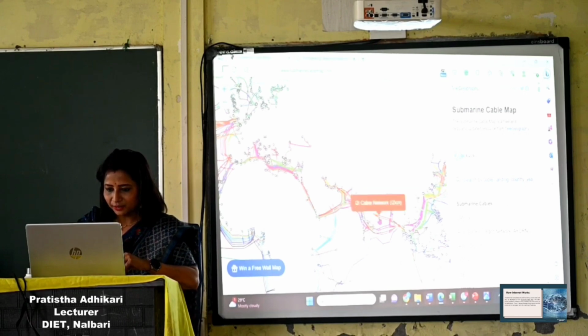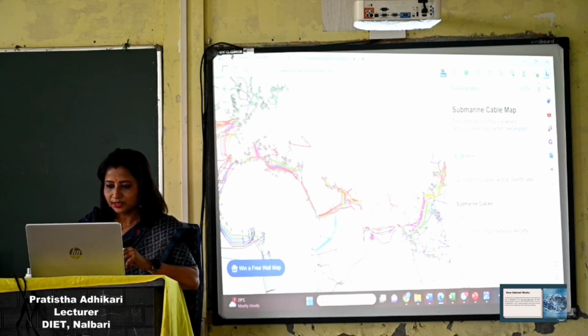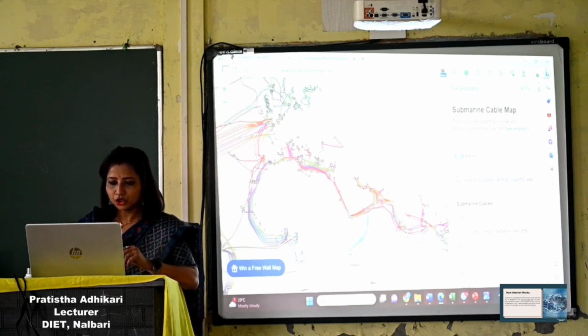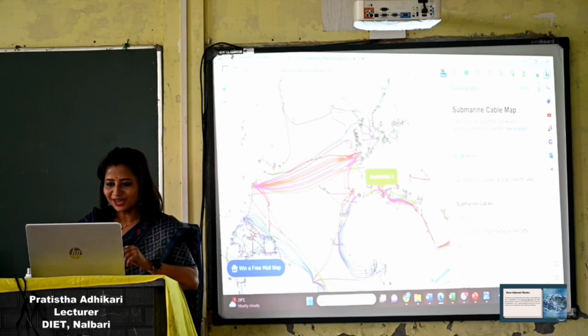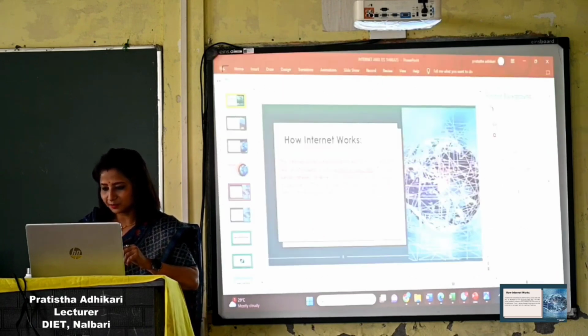And these are the cables. You can see that this is the cable network. One nomenclature has been given over here. This is the Bay of Bengal Gateway. This is again SEA-ME-WE 6. This is also another nomenclature. This is India-Asia Express. So these are some of the nomenclatures that have been given to the different cables, and these cables are distributed throughout the continents across the world with the help of which we get internet in our systems.